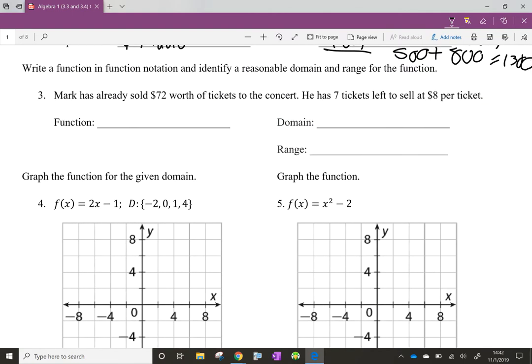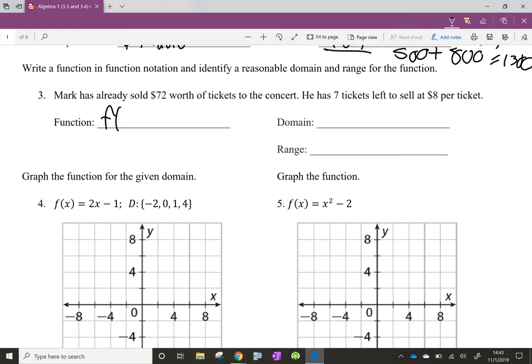Number 3, write a function in function notation and identify a reasonable domain and range for the function. So our function, f of, I'm going to write f of t, but let's read the problem first. Mark has already sold $72 worth of tickets to the concert. He has 7 tickets left to sell at $8 per ticket. So our function is about how much money Mark is earning, right? How much money Mark makes.